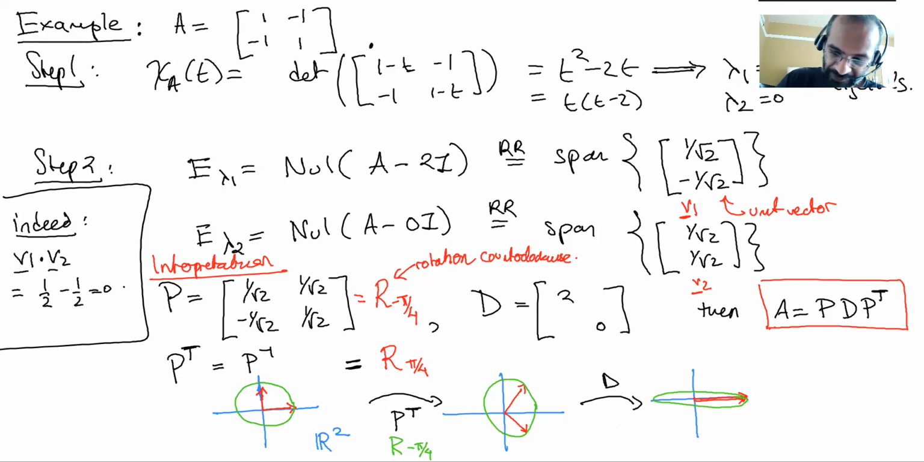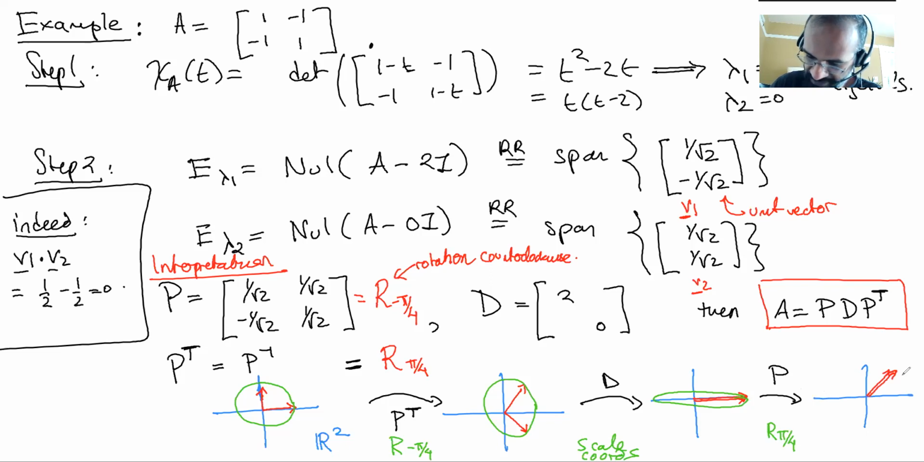Okay, so the meaning of this D step is to scale the coordinates by 2 and 0 respectively. And then when you apply P again, it's just going to rotate it back, right? Rotate by pi over 4 counterclockwise. So when I plot it, my vectors are going to look like this. And of course, I mean, this green thing is just supposed to be really degenerate, right? So that's how you interpret this factorization. It's rotate, scale, rotate back. So orthogonal diagonalization has a very clear interpretation.